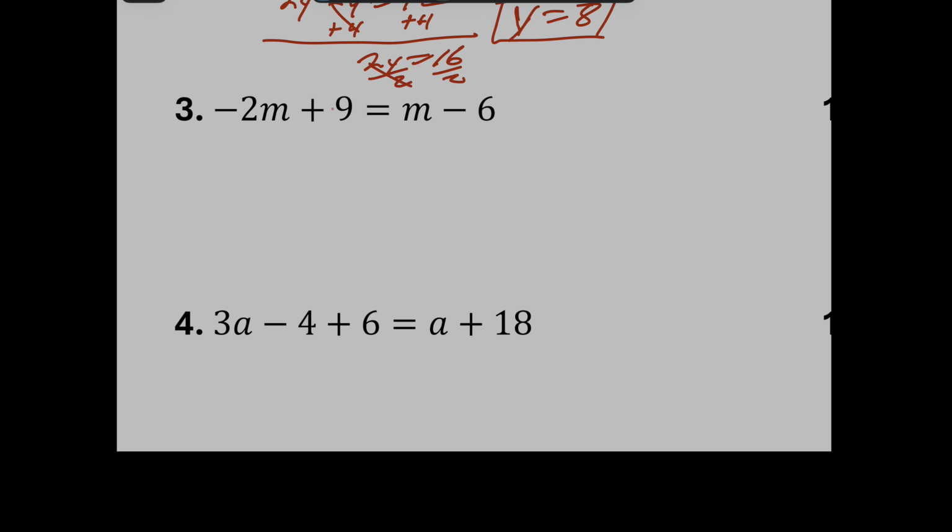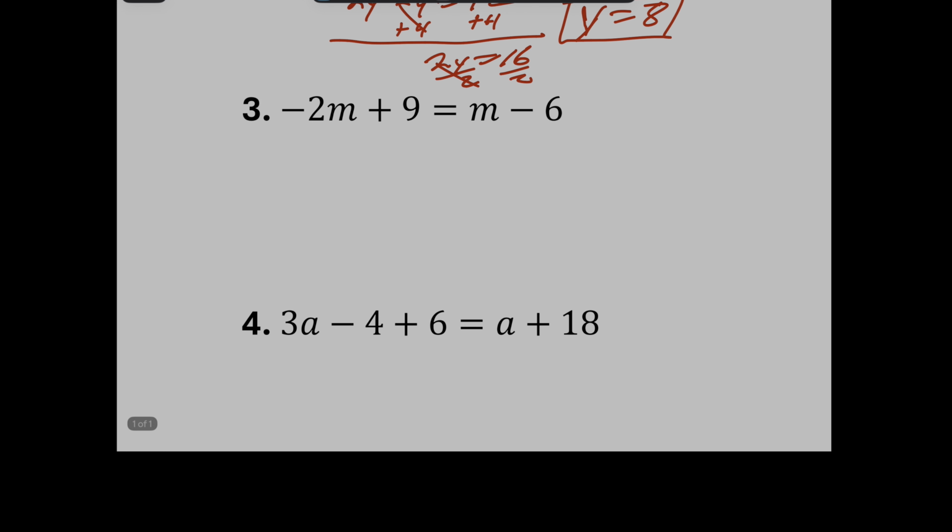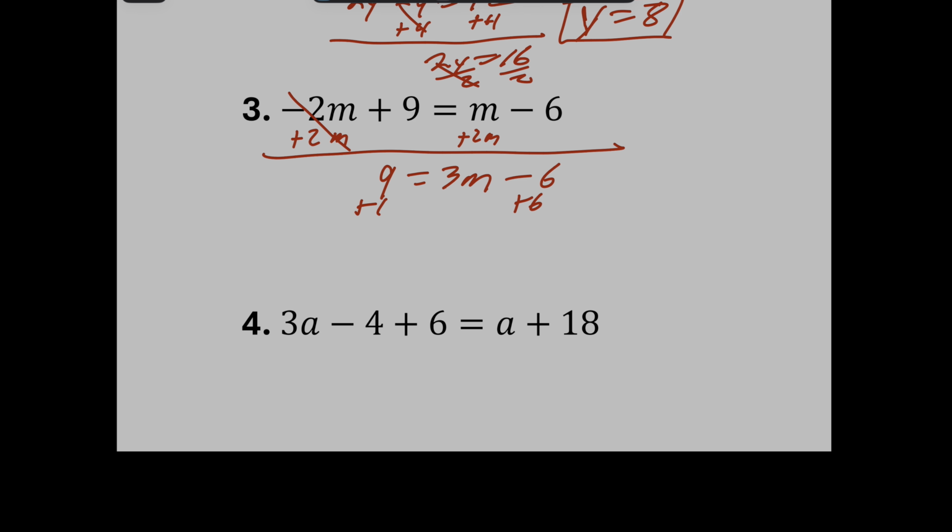Number 3. There's no like terms. So I'm just going to start off. I can go minus m. But you know what? I want to go plus 2m because I really like to keep the letters the same. All right, now I'm going to get 9 equals 3m minus 6. Now I don't have any choice. I have to get my numbers over there. So I'm going to go plus 6. Now I have 15 equals 3m, divided by 3, boom, and I get 5 equals m.